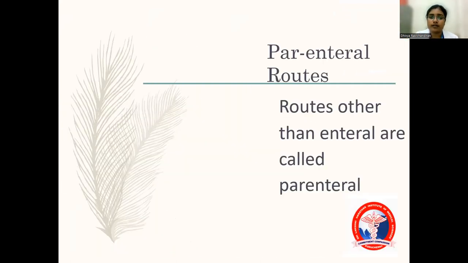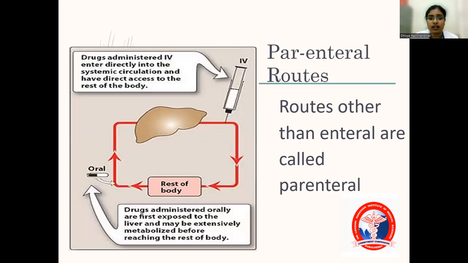So coming to parenteral route. Apart from enteral routes, the other routes are called parenteral routes. So routes other than the enteral are called parenteral. In this picture, it depicts that when the drug is given orally, it goes into the liver for first pass metabolism, then it reaches the rest of your body. But in IV, it is bypassing your liver and there is no first pass metabolism. Whatever drug you are giving, 100% enters into your systemic circulation, and the effect is achieved concurrently.